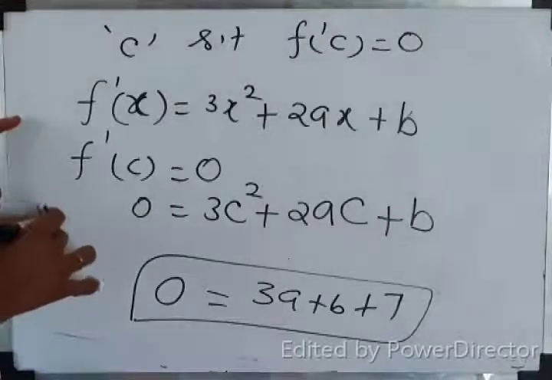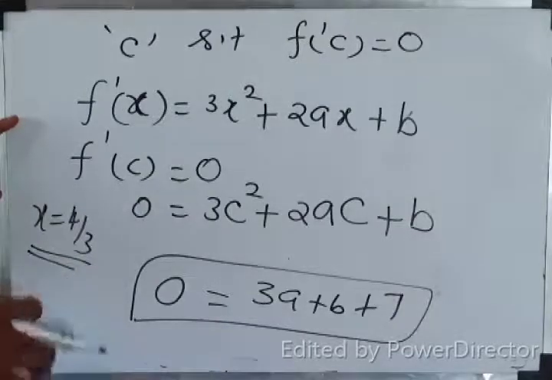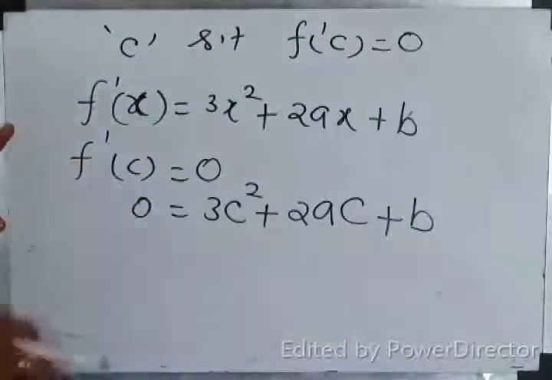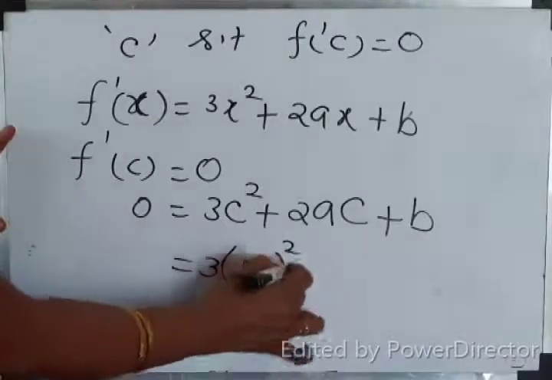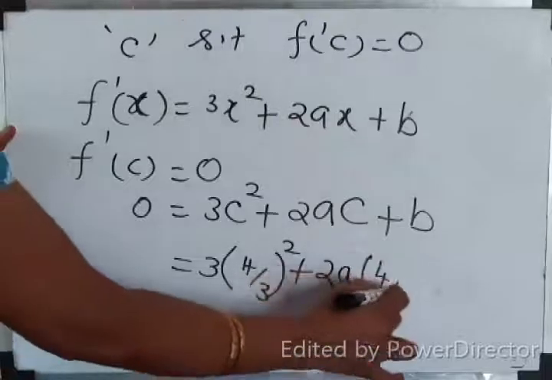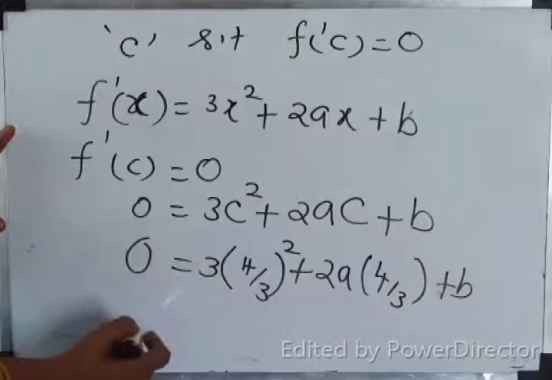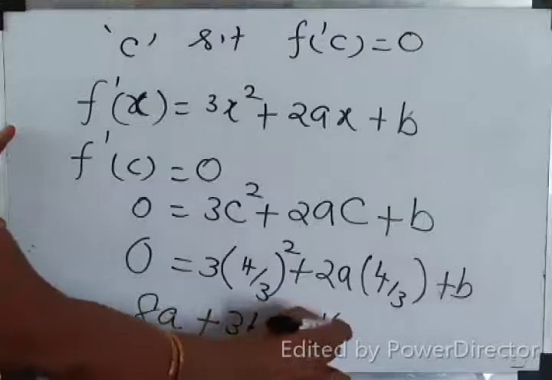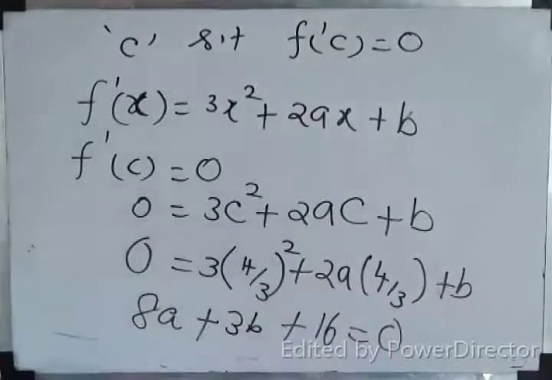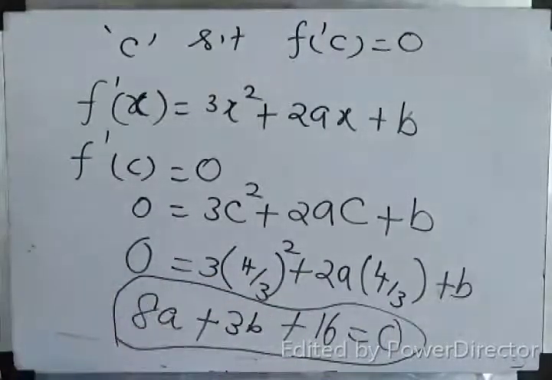What is c? c is nothing but x equal to 4 by 3, isn't it? At that point, substitute c equal to 4 by 3. So 3 times (4 by 3) the whole square plus 2a times 4 by 3 plus b equal to 0. If you solve, what did you get? 8a plus 3b plus 16 equal to 0. This is equation number 2.